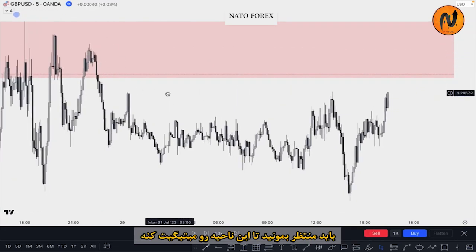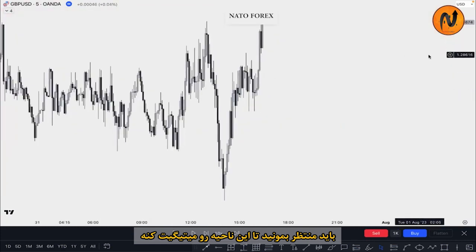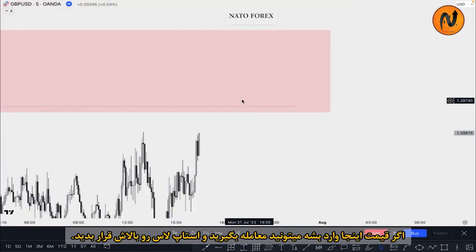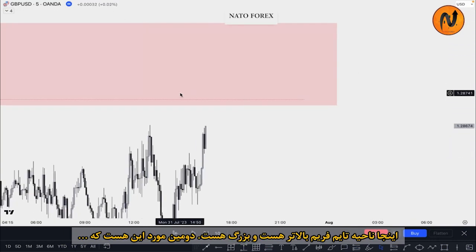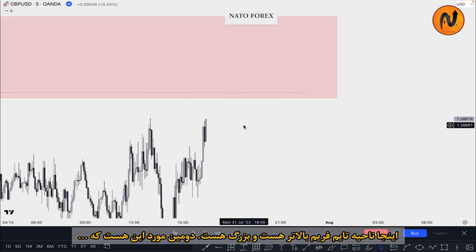So you have to wait for it to mitigate this zone at least. Look at this one, right? If price taps here, you can trade here, but put the stop loss just above it. And second thing is here, this is a larger range, a higher time frame range.